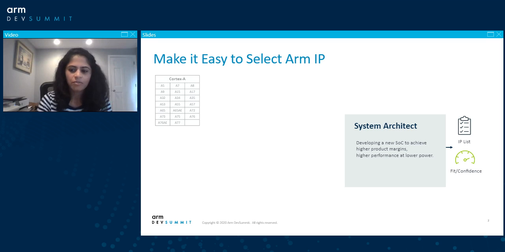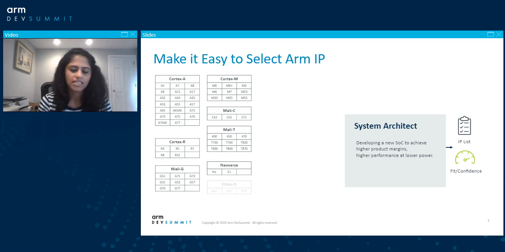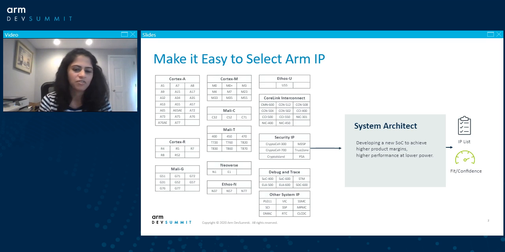So we here at ARM are built on a shared success model. We want to give system architects and SoC architects the freedom and flexibility to design with the right IP and make the decision with the right IP for their projects to achieve higher product margins, higher performance on their project at lower power. As you can see, there is a wide array of ARM IP ranging from application processors to embedded processors, interconnects, security IP, system IP. Now, for the system architect to make the decision on which IP to use for their project with a good degree of confidence, there are certain processes that we have put into place to make that process easier.